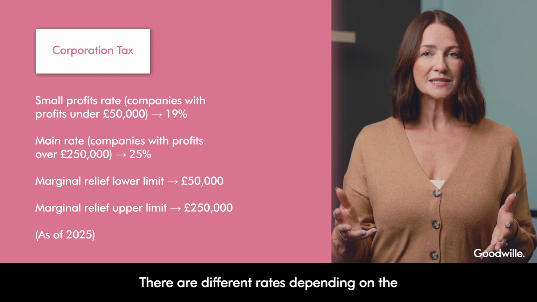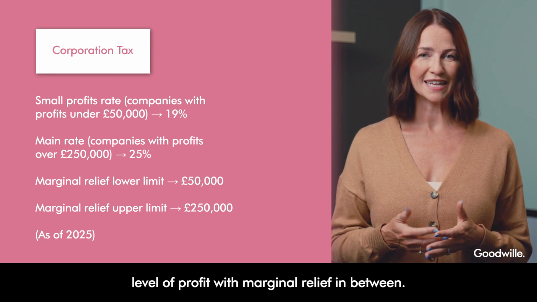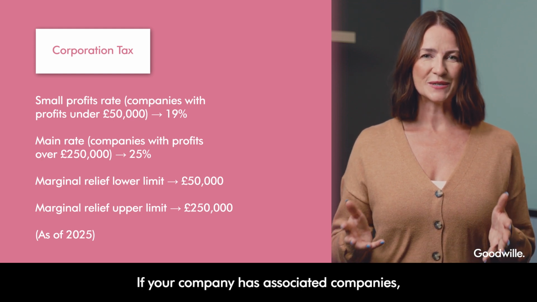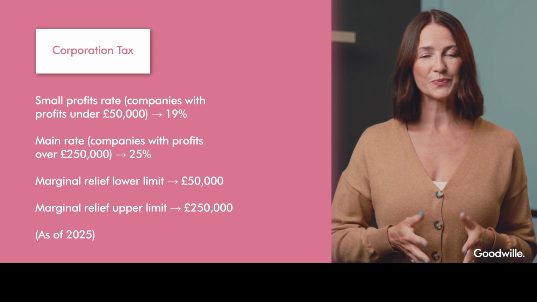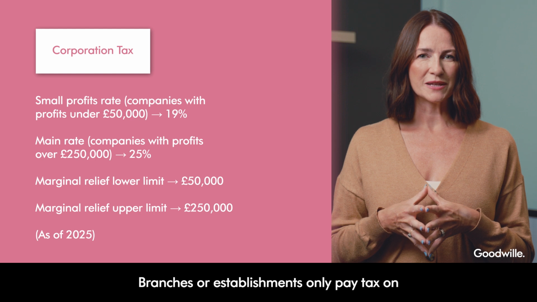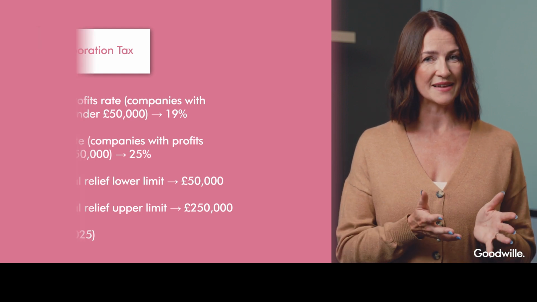There are different rates depending on the level of profit, with marginal relief in between. If your company has associated companies, those thresholds are shared between them. Branches or establishments only pay tax on profits that can be attributed to UK activity.